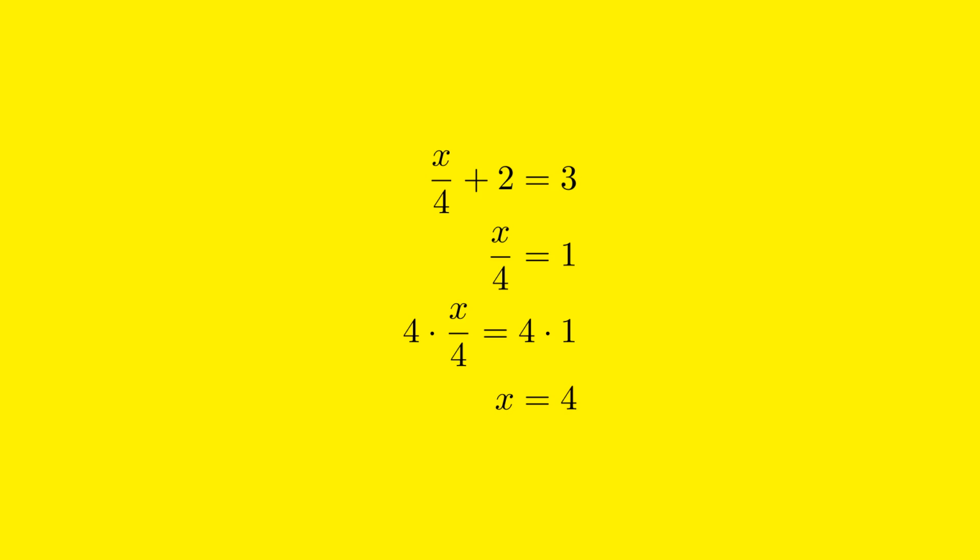Since we have x alone on one side of the equation and a number on the other side, this completes our solving process. Therefore, the solution to the equation x divided by 4 plus 2 equals 3 is x equals 4.